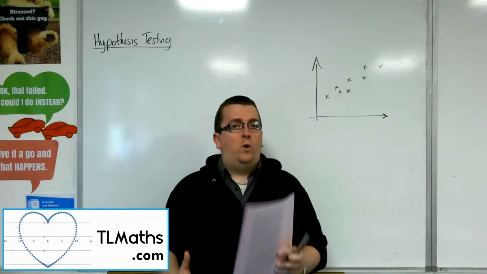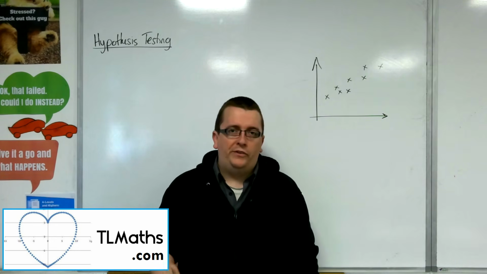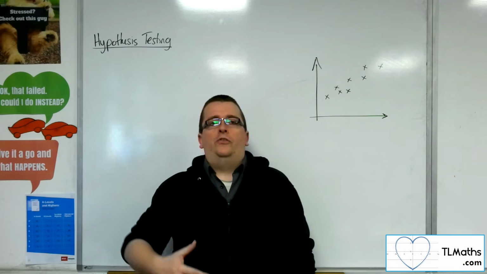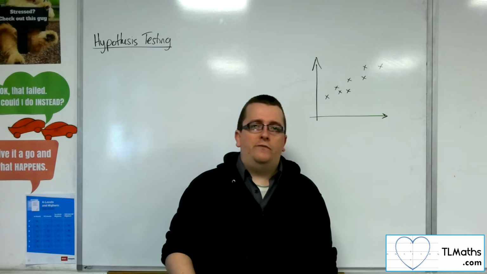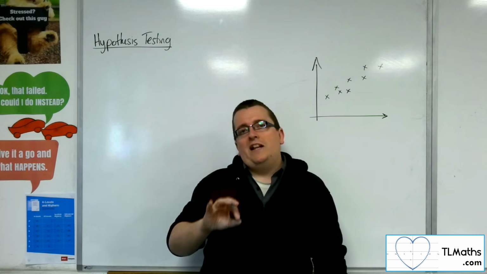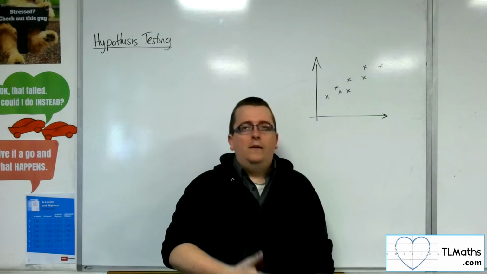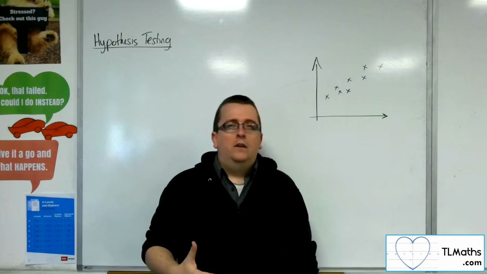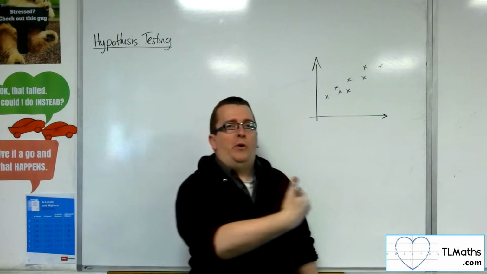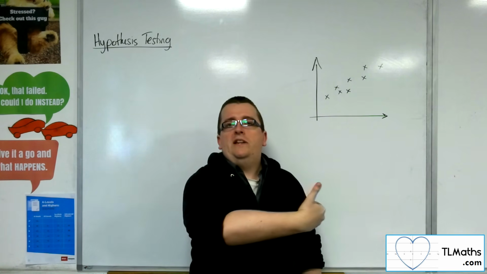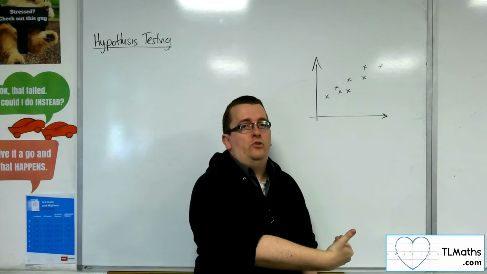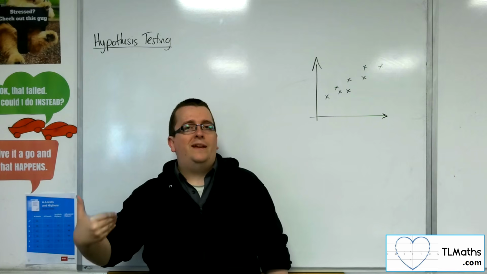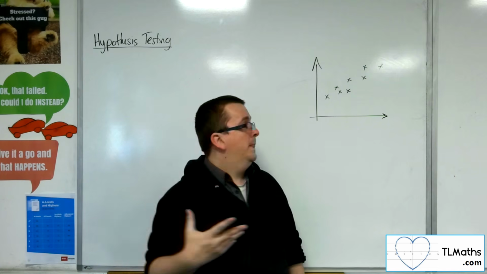Now, we're also required to be able to conduct a hypothesis test based on the product moment correlation coefficient. If you remember, the product moment correlation coefficient, the value of R, is a value between -1 and 1, and it tells you how correlated your data is. The closer it is to +1, the closer it is to perfect positive correlation. The closer it is to -1, the closer it is to perfect negative correlation.